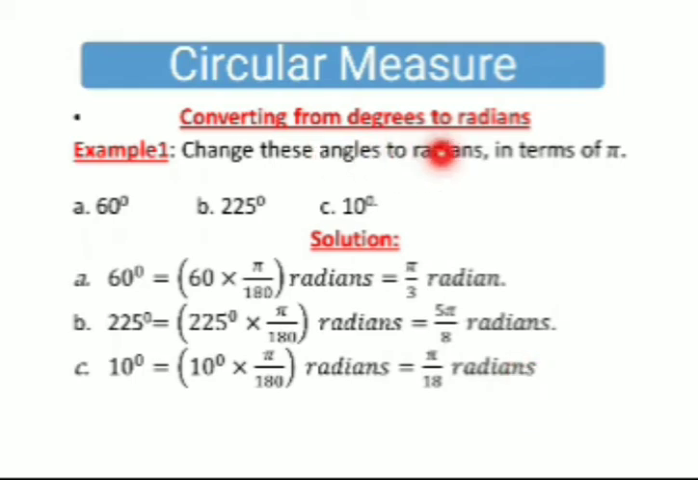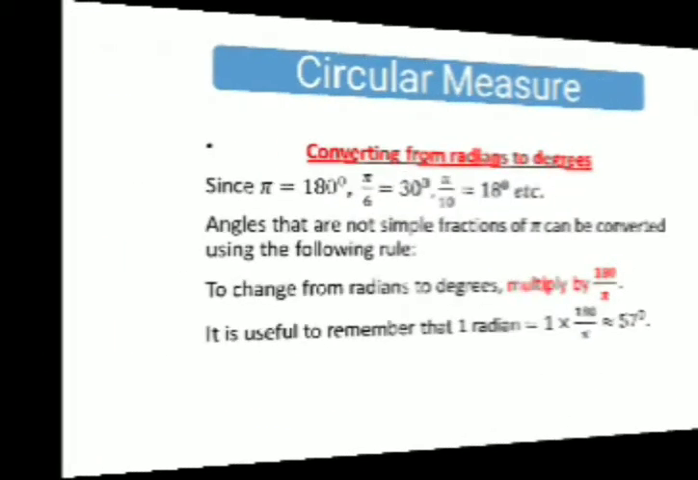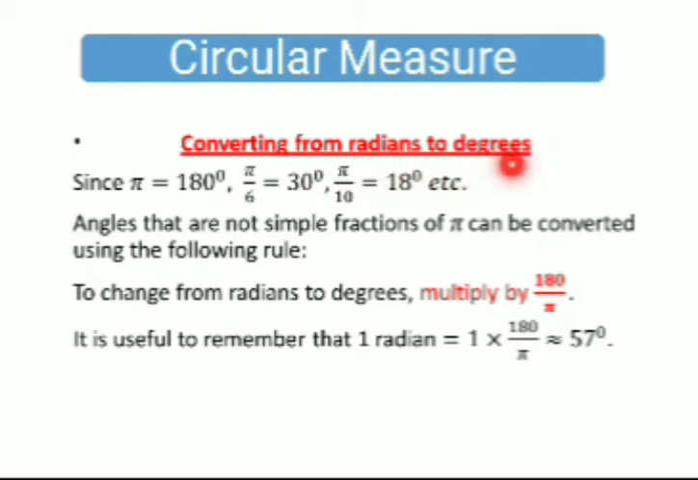Now let's check conversion from radians to degrees. Since pi is equal to 180 degrees, pi over 6 will be 30 degrees. Just divide both sides by 6. Is that clear? Then if you divide both sides by 10, pi over 10 is equal to what? 18 degrees.